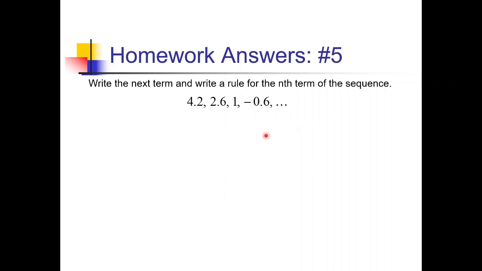For this problem, we're trying to get the next term and the nth term rule for this sequence here. We got some more decimals going on. So let's go through our list of common things. One thing we look for is if we're adding or subtracting the same number every time. So from 4.2 to 2.6, that's a difference of negative 1.6. And then we're losing another 1.6 to get to 1, and another 1.6 to get to negative 0.6. So we're definitely decreasing by 1.6 every time.